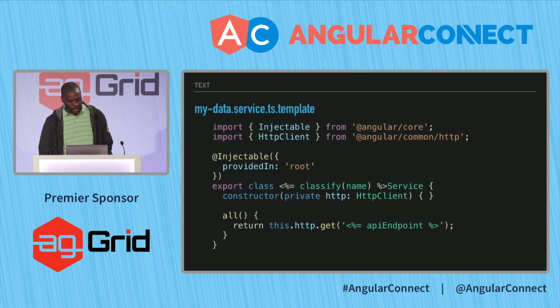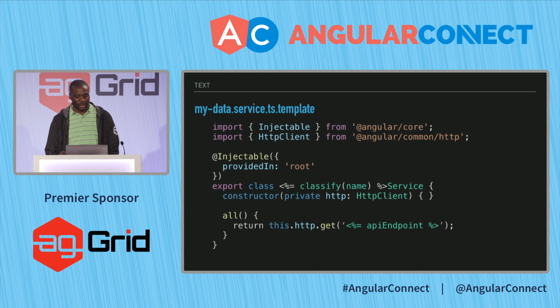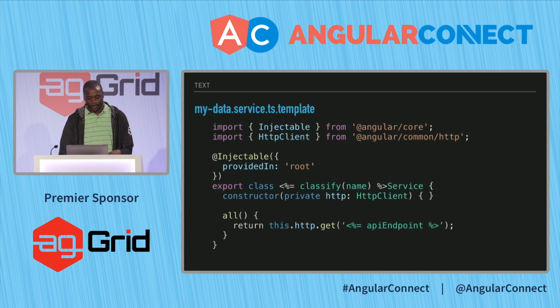So here I'm using the classify function. I'm taking in the name. I have a schematic template here for creating a service with HTTP client installed, already injected. So you can think of this as something you do quite commonly, so a schematic fits well here.